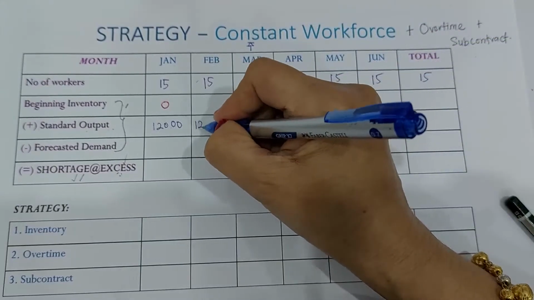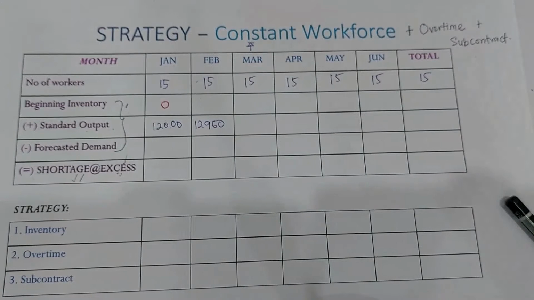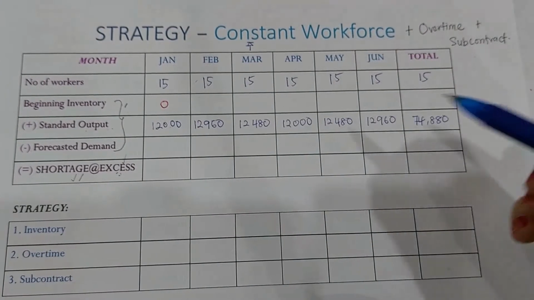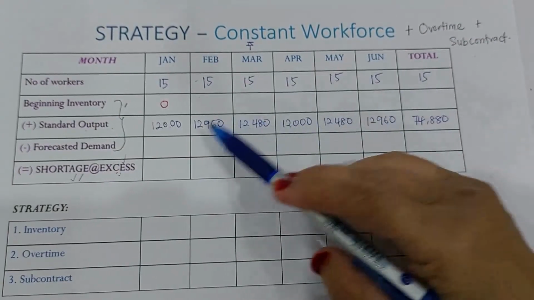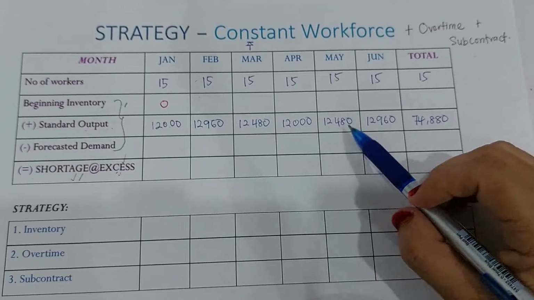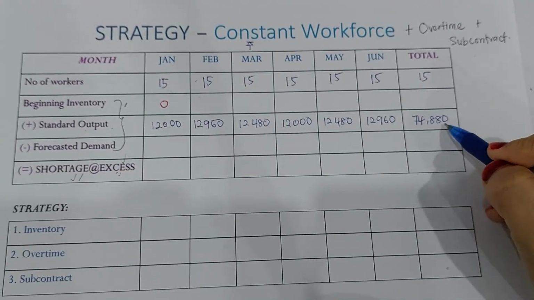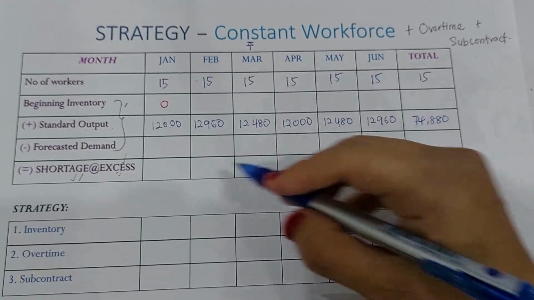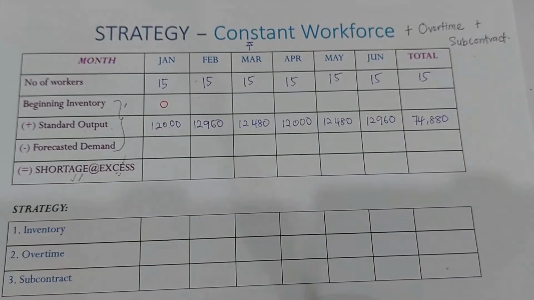February, 12,960, and complete until June. We complete from January until June with the different standard outputs as we have calculated earlier, and it brings a total of 74,880.